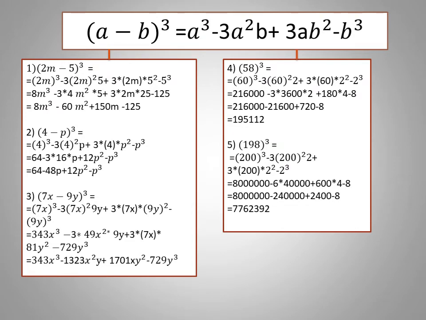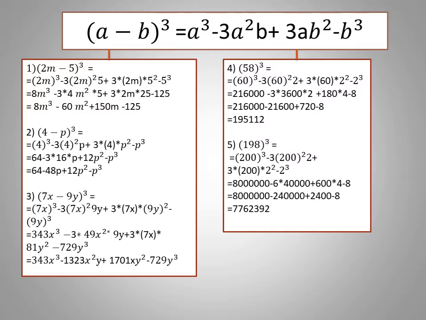Now see, the first sum I have taken here: Exercise 5.3, sum number 1, (2m minus 5) cube. Question 1, first sum. What is the value of A here? 2m. And what is the value of B here? 5. Then we put these according to the formula. I have written the formula only one time above.